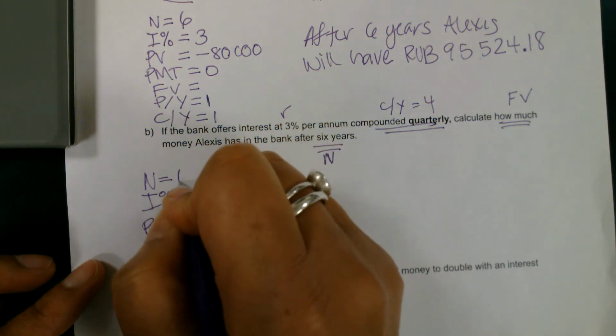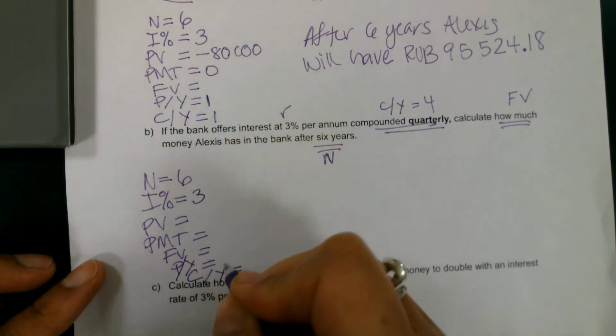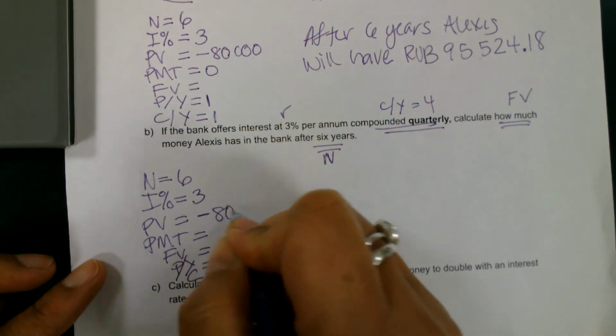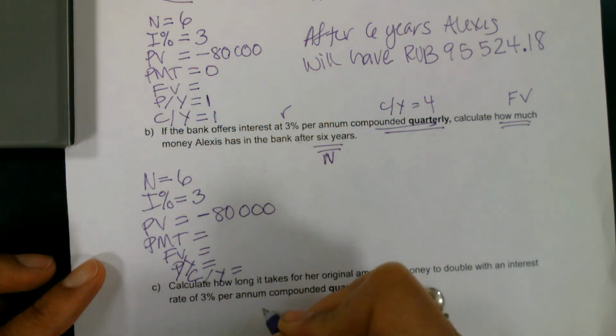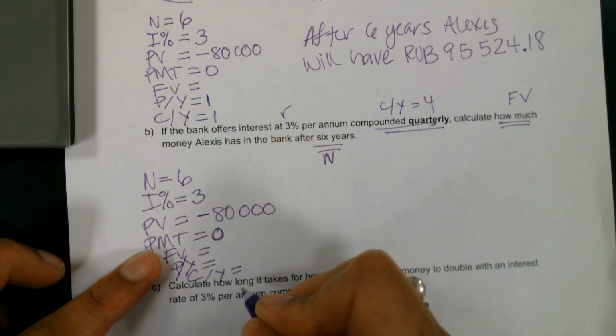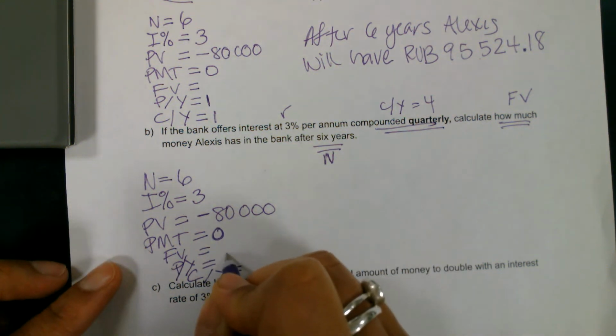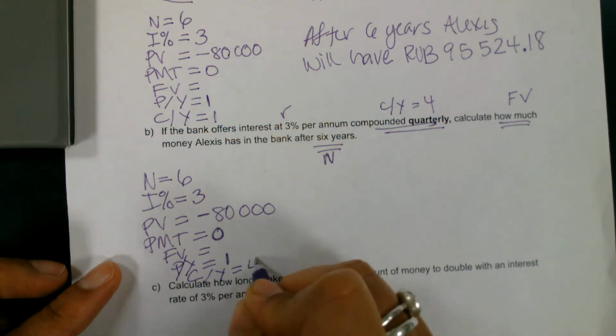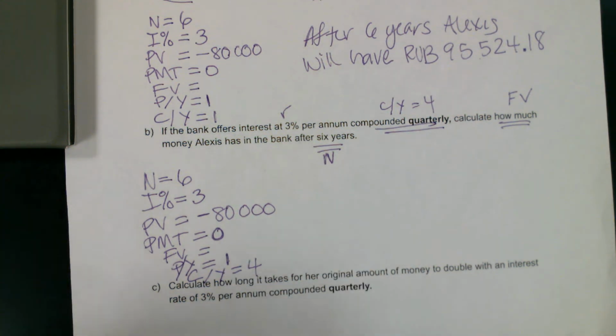All right, so number of years is 6, interest is 3, present value, remember, is negative 80,000. Our PMT is 0. We're not talking about annuity. We're not sure what our future value is, but we're going to press clear later. PY will stay 1, but we're going to change our compounding periods to 4.